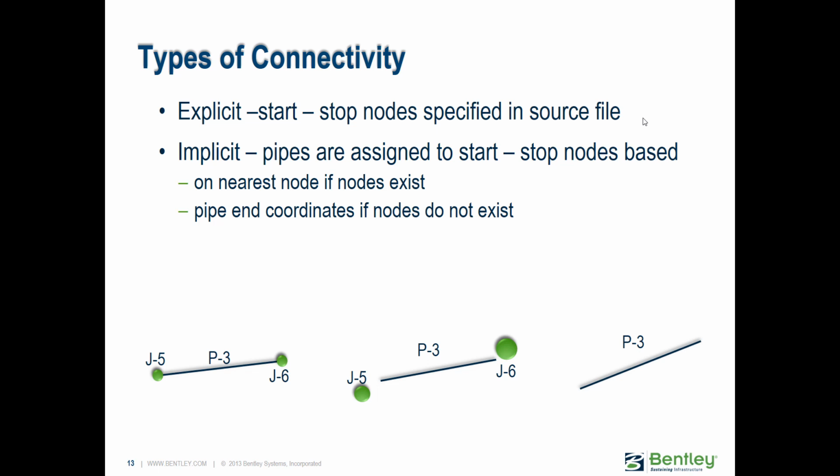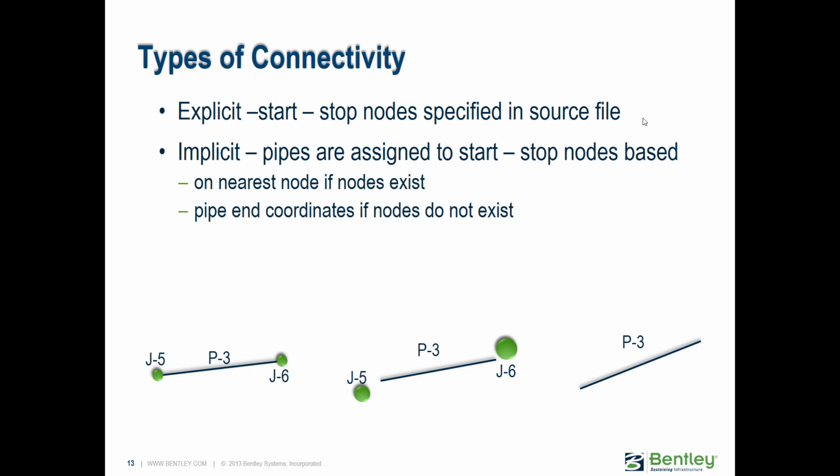So types of connectivity, explicit versus implicit. Explicit means that you are explicitly mapping the start and stop node fields. So you have to say, well, this field in my data source contains the label of the start node, and this field contains the label of the stop node, and that has to be explicitly mapped. And that's done in files like spreadsheets and databases. Implicit methods, so that means things like your shapefiles will be using an implicit connectivity, and that means that the pipes are assigned based on spatial information, based on proximity.